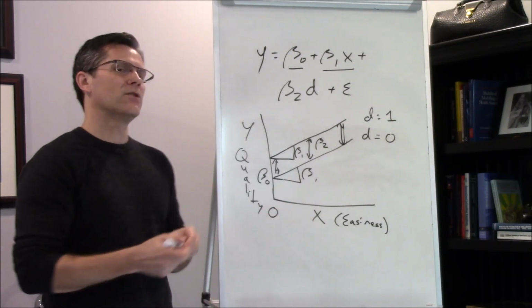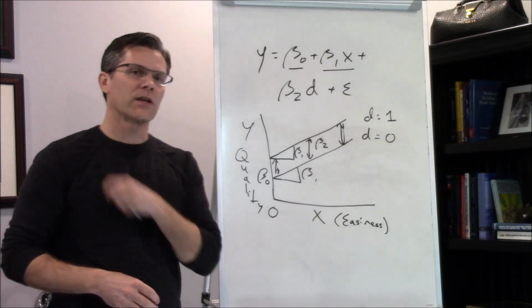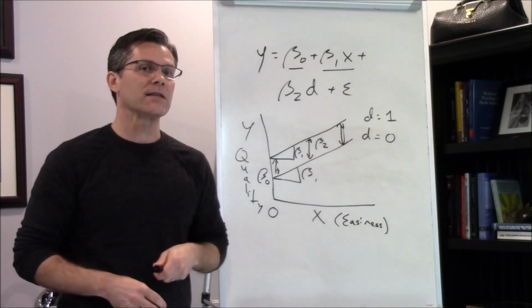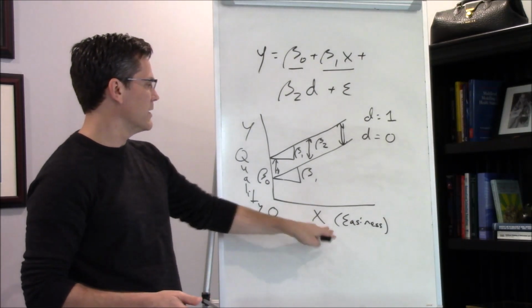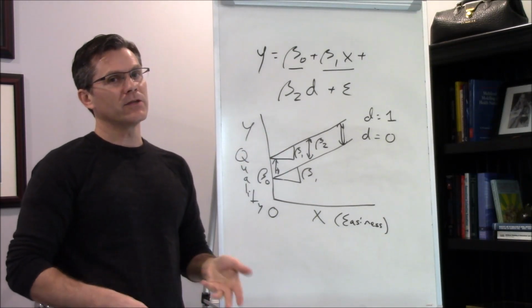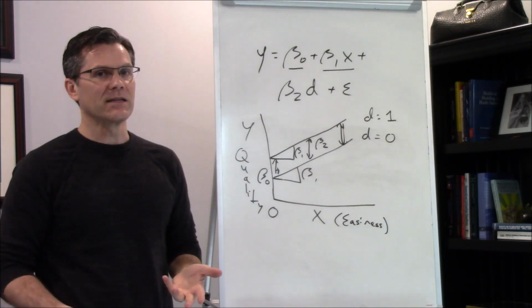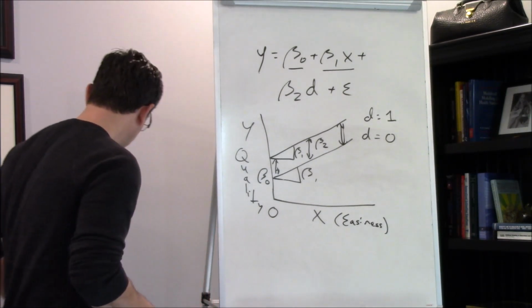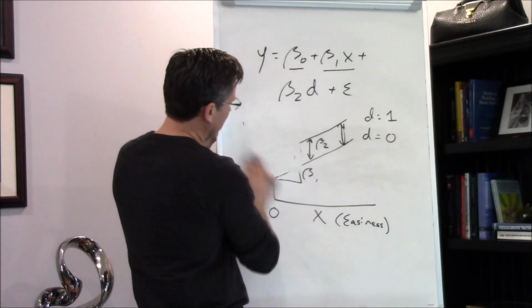But what if that's not the whole story? What if attractive professors can get away with teaching harder classes and still get good quality ratings? So maybe that effect of easiness on quality is not really constant. Maybe it's not really just beta 1, beta 1, beta 1, but there's actually a different effect of easiness at each level of attractiveness. All right, so let's consider that.